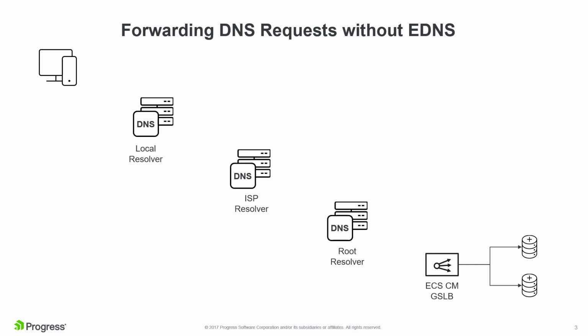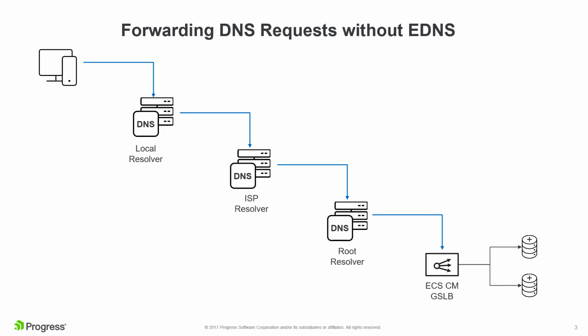Firstly, let's look at DNS forwarding without the EDNS. The DNS request gets forwarded along the DNS resolution chain until an authoritative response is received. In a GSLB, that's Global Server Load Balancing scenario, this will be the ECS Connection Manager Load Balancer.